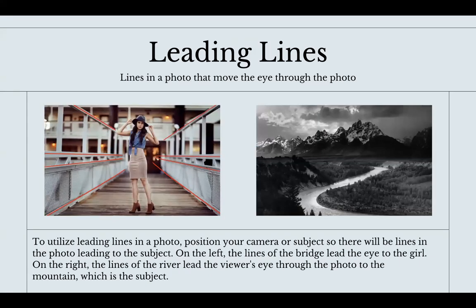And finally, we have leading lines. The name is pretty self-explanatory here. To utilize leading lines in a photo, position your camera or subject so there will be lines in the photo leading to that subject. These lines can be straight or they can be curved. On the left, the lines of the bridge lead straight to the girl, as shown with the red drawover. This pulls your eye to her. On the right, the lines of the river lead the viewer's eye through the photo to the mountain, which is the subject. Leading lines are a great way to create a sense of motion in your photos.